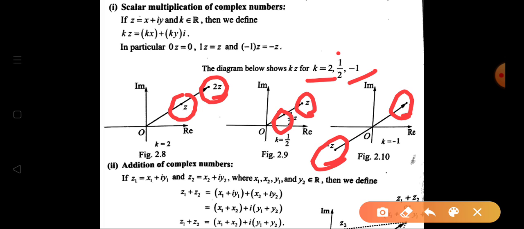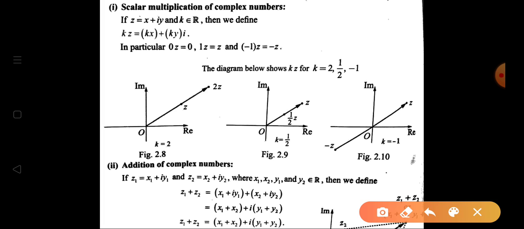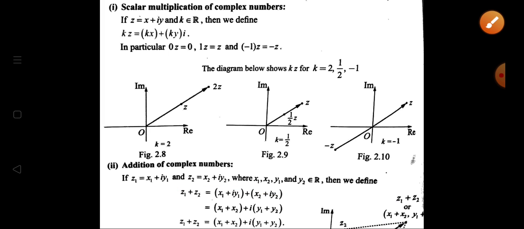Okay. Now we are going to discuss addition of two complex numbers. We are going to discuss what? Addition of two complex numbers. So if z1 is equal to x1 plus iy1, okay, and we take z2 is equal to x2 plus iy2, where x1, x2, y1, y2 belong to R. That is x1, x2, y1, y2 are real numbers. Okay, R means real numbers. Then we define z1 plus z2.